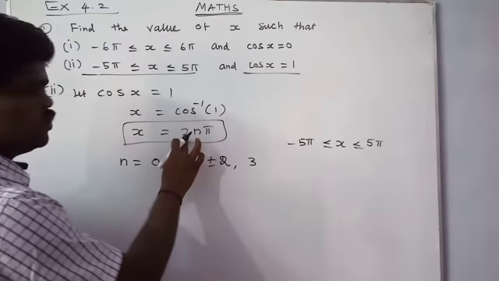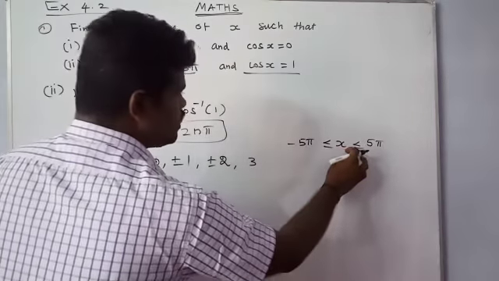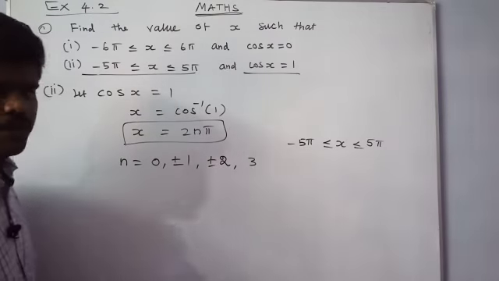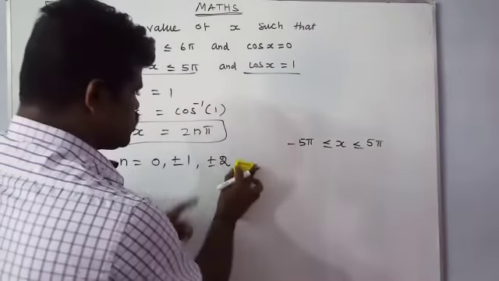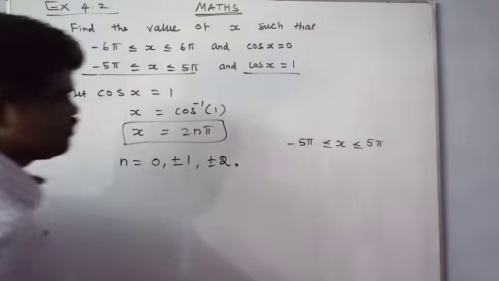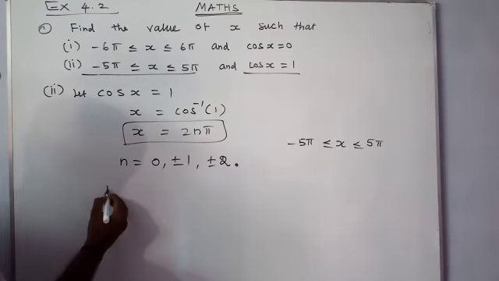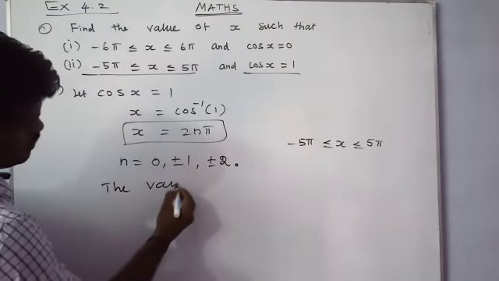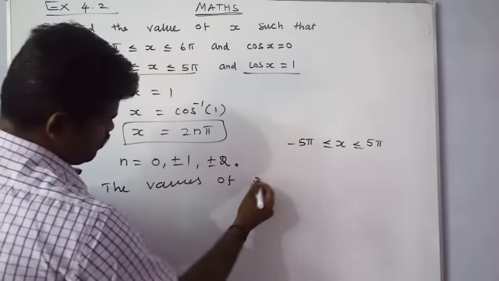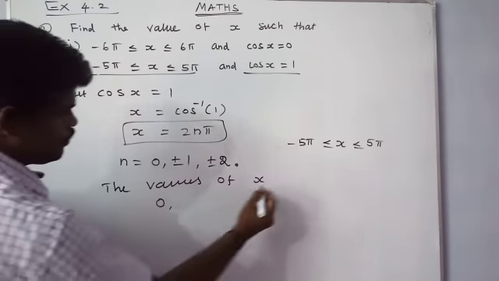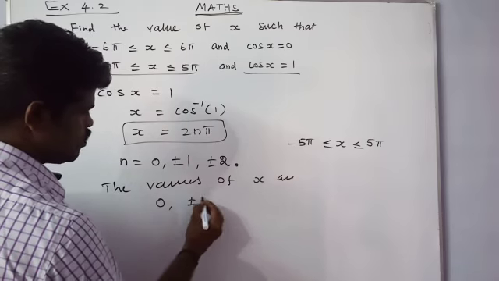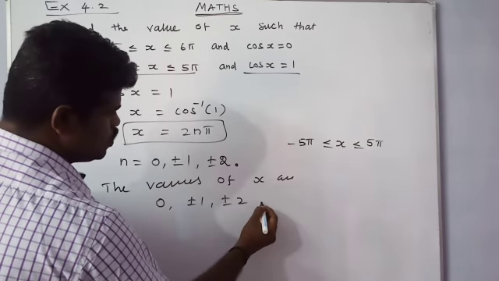If we give 3, 3 into 2, 6, 6 pi is not in the value. So plus or minus 2 is the last value. So the required values of x are 0, plus or minus 1, comma plus or minus 2 only.